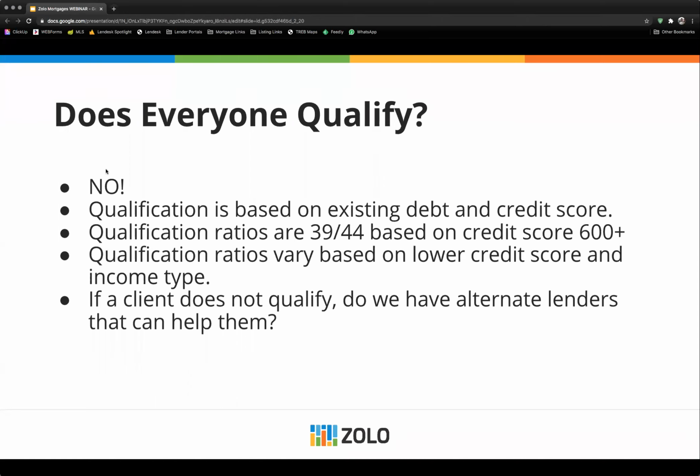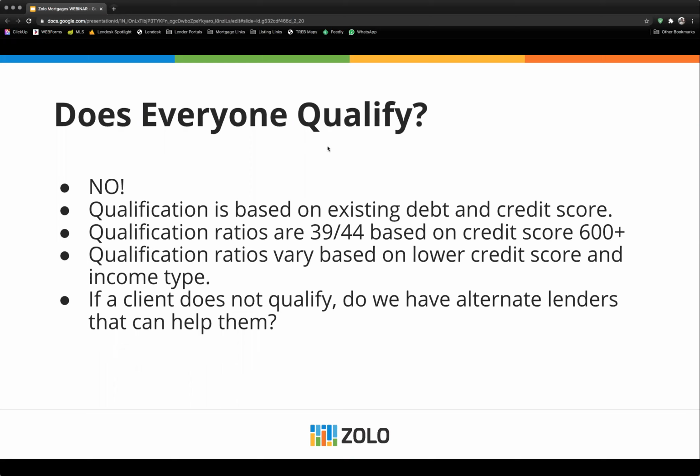But what's important for you to understand is that on the A side, does everyone qualify? The short answer is no. For the rates I mentioned there, around 1.34%, qualifications are based on the client's existing debt and credit score.